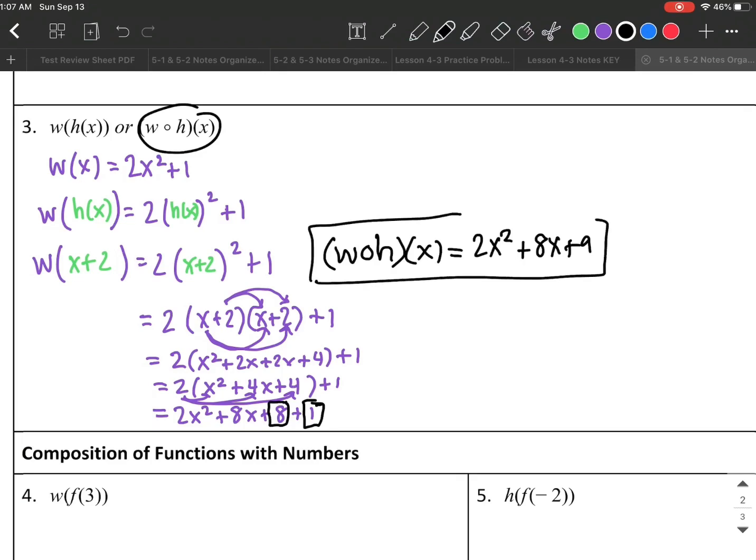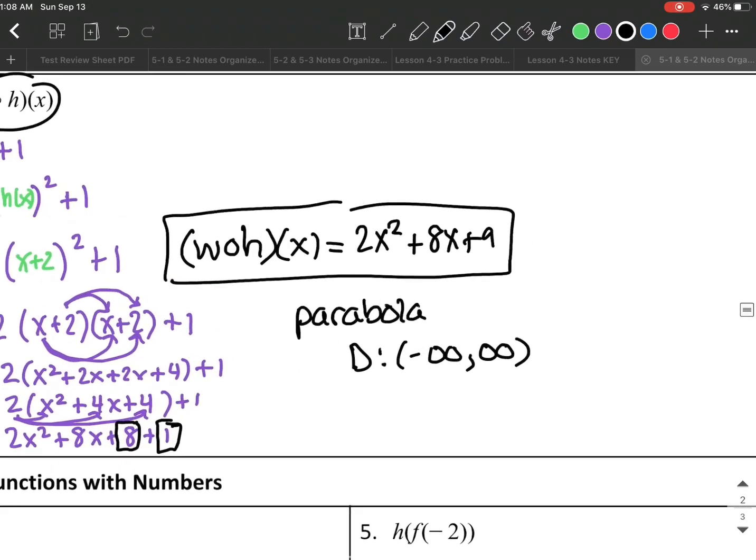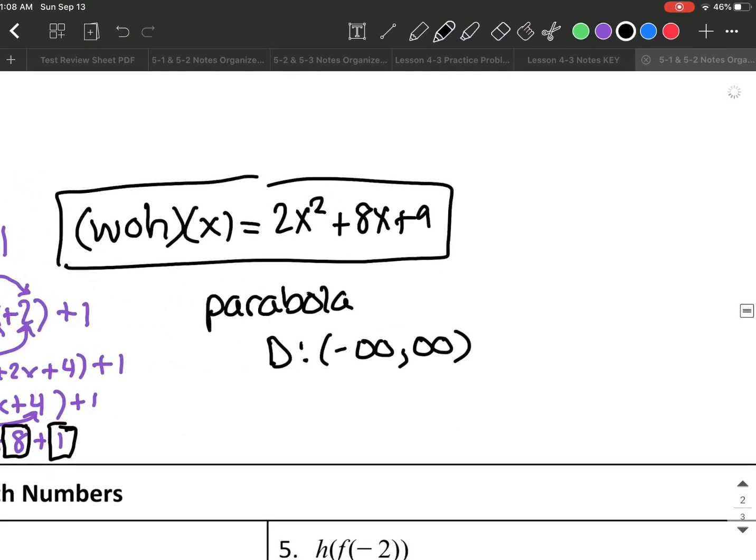And then I know that's a parabola since it has x squared. And the domain is negative infinity to positive infinity because there's no x value I can't plug in. This is going to be an upwards parabola. So the lowest y will be the vertex. And the vertex will be included. And then the highest y will be infinity.